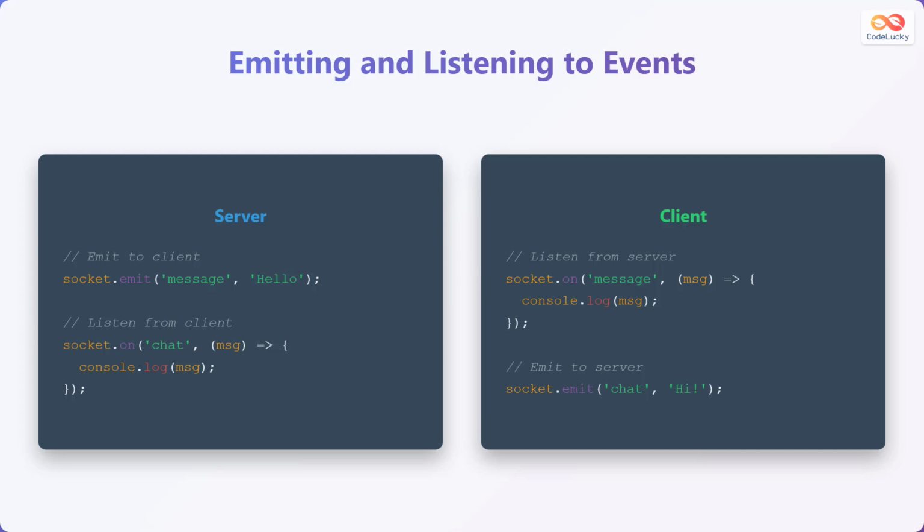To communicate between the client and server, you can emit and listen to custom events. On the server side, use the socket.emit method to emit an event to the client. Use the socket.on method to listen for events from the client. On the client side, use the socket.on method to listen for events from the server, and the socket.emit method to emit events to the server.